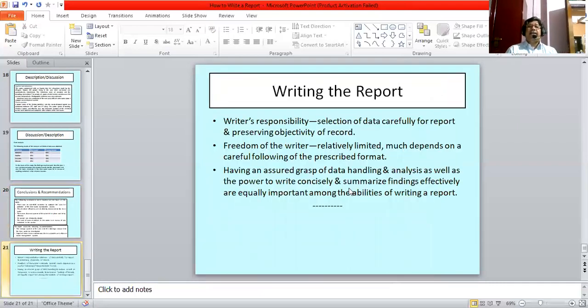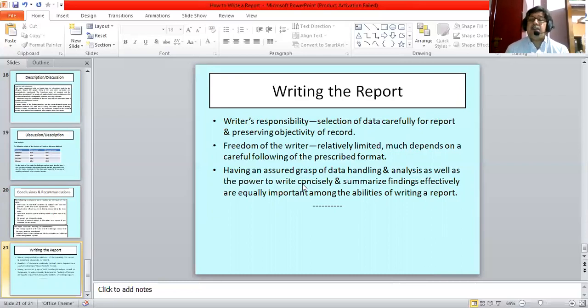So we can say finally that the selection of the data has to be very carefully done, and also to preserve the objectivity of the entire record, that also has to be very carefully done, and this is the responsibility especially of the writer of the report. The writer has to be very, very fair and impartial. So if you find that you have a certain idea in your mind about what might have happened, and you collect the evidence which points in a different direction, then you cannot twist the evidence around to fit your preconceived ideas. You have to fit your ideas to the evidence that you find. So it's that much fair and objective that you have to be as a writer of the report.